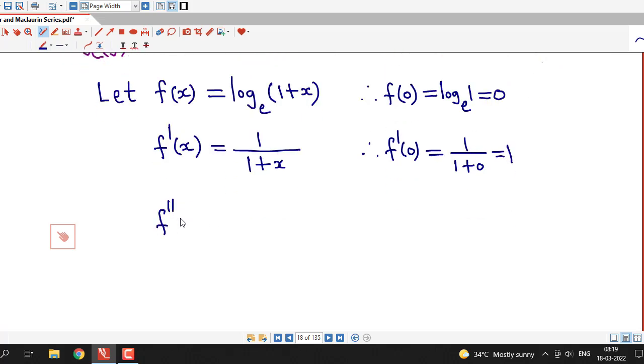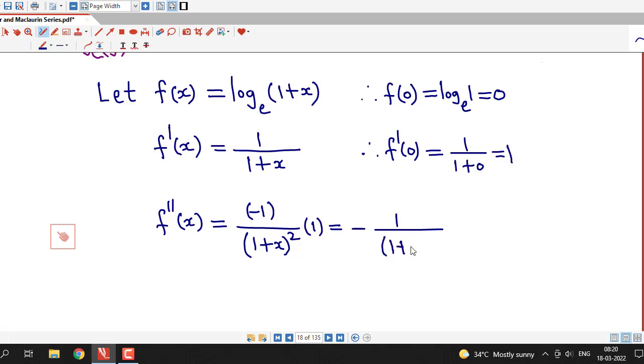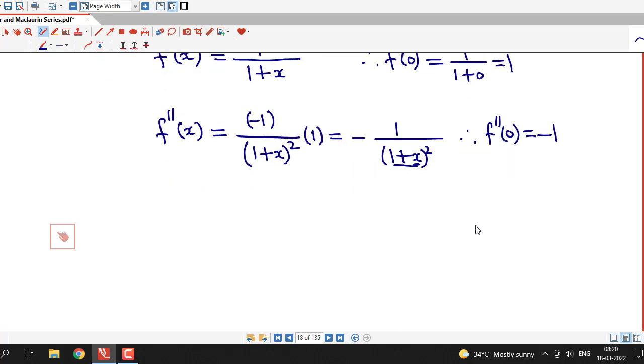Then second derivative at any point x, derivative of 1 over 1 plus x is minus 1 divided by 1 plus x whole square into derivative of 1 plus x, which is 1. So this is minus 1 divided by 1 plus x whole square. Therefore second derivative at x equal to 0 is, we substitute x equal to 0 here, so this is going to be 1 plus 0, that is 1, and square of 1 is 1. So second derivative at 0 is minus 1.